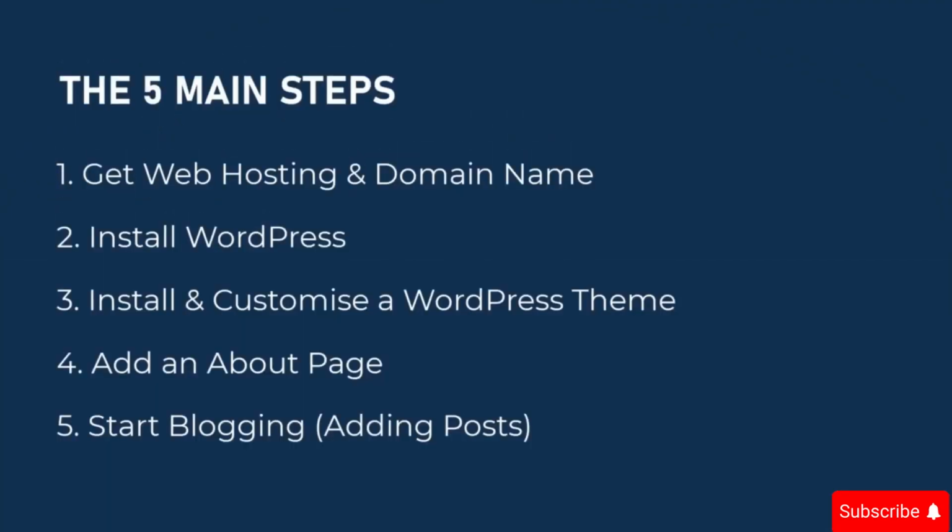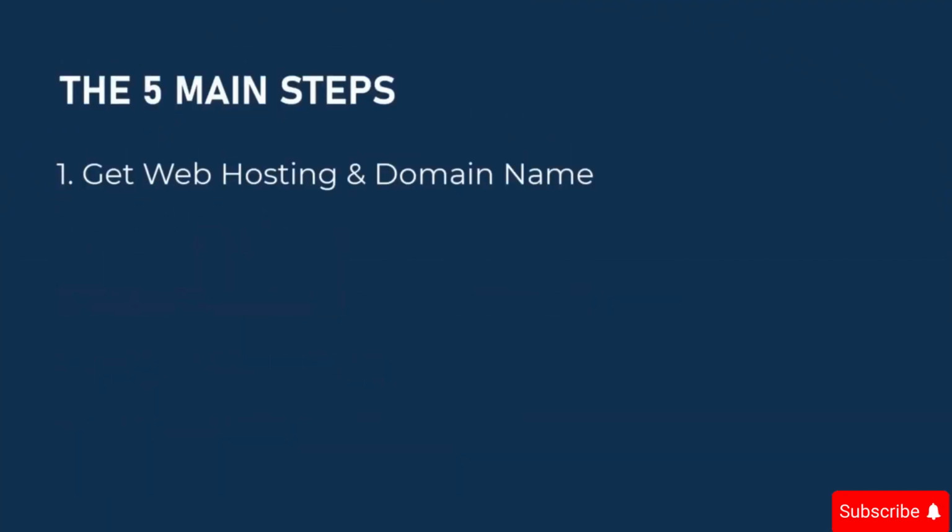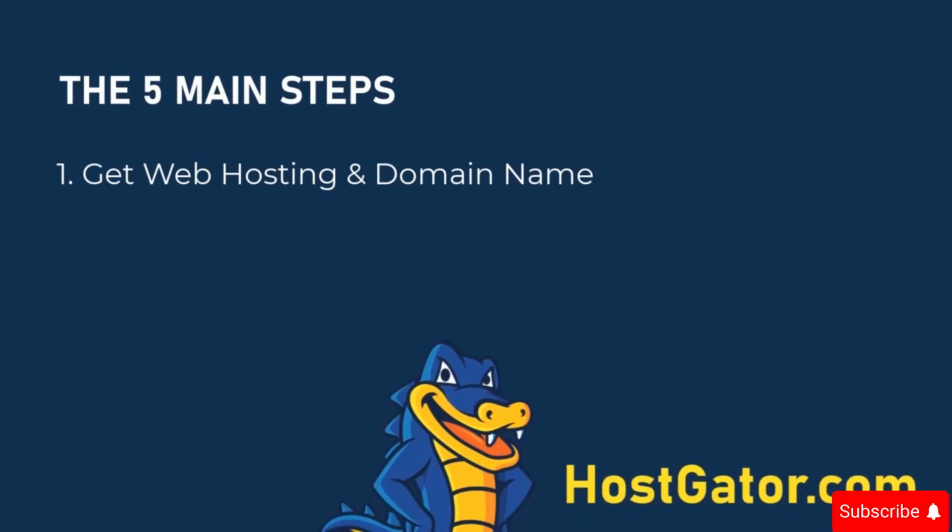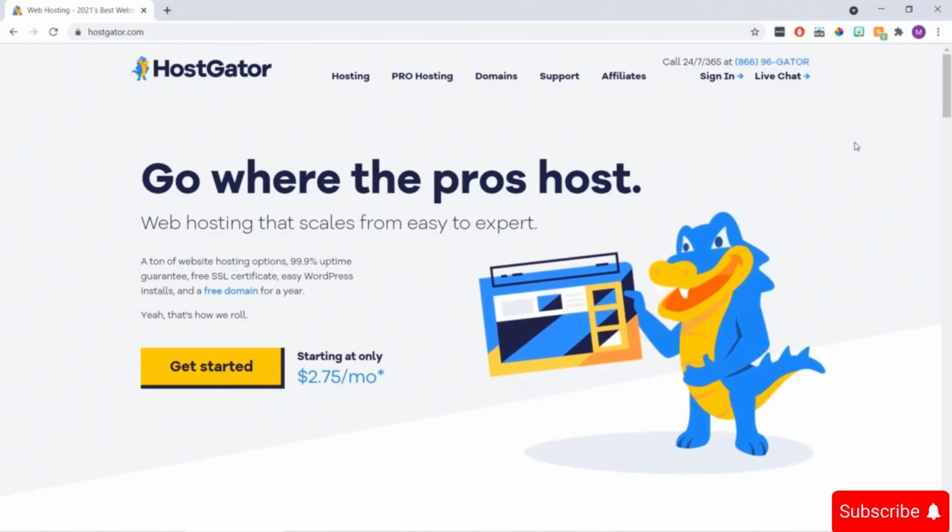Okay, so the first thing we need to do is register hosting and a domain name for our blog. And we can actually get both of these things at the same place, which is a website called hostgator.com. So we just need to open up our internet browser and go to hostgator.com. Once we get here, we just want to hover over hosting at the top and click shared hosting.